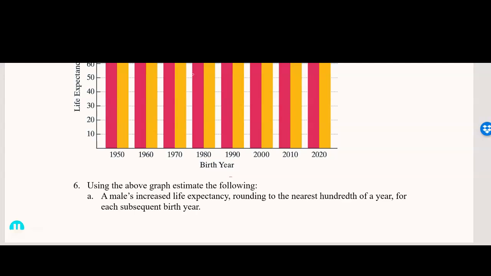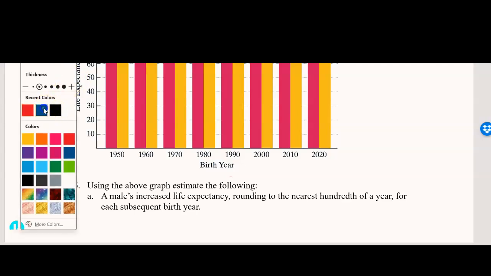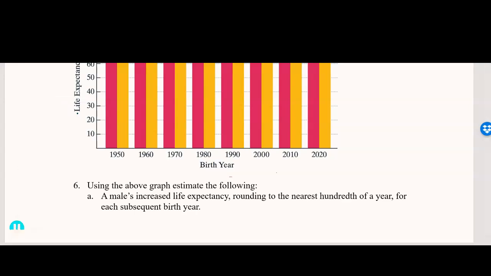Part A says a male's increased life expectancy, rounding to the nearest hundredth of a year, for each subsequent birth year. Here's the thing, with word problems, sometimes you're going to have to read it a few times to understand what it's asking. So here's a little note I want to make. All right, let me go here. So what it's asking, okay, is to find the average yearly increase in life expectancy.